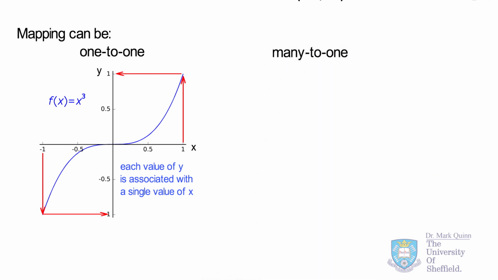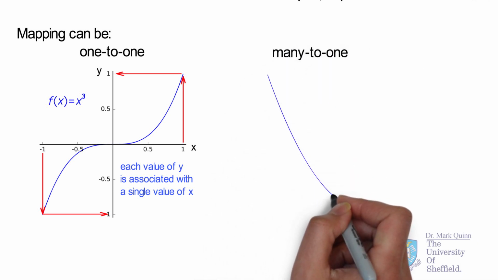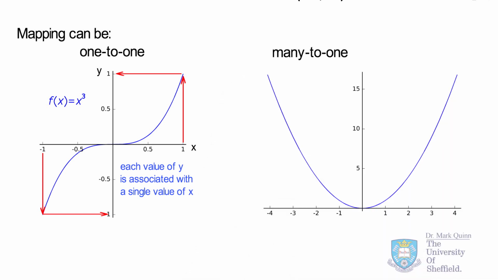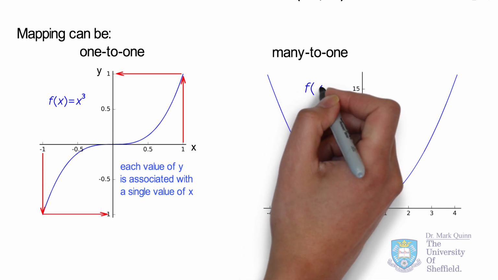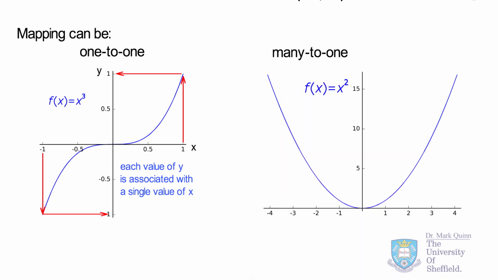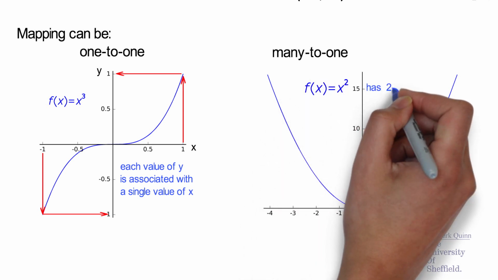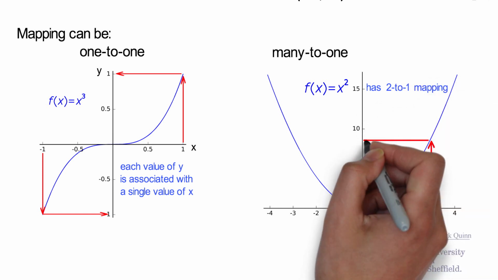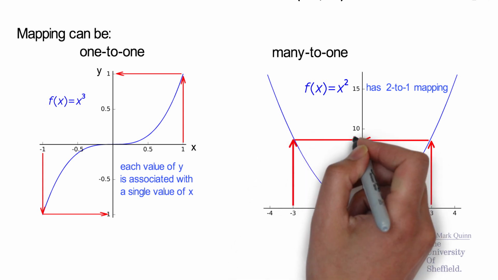Alternatively, the function may be a mapping from many to one, such as in the case of f of x is equal to x squared, which is the example we used in our mapping diagram, which is a 2-to-1 mapping, such that each value of y can be mapped onto two values of x, as in the case of y is equal to 9.